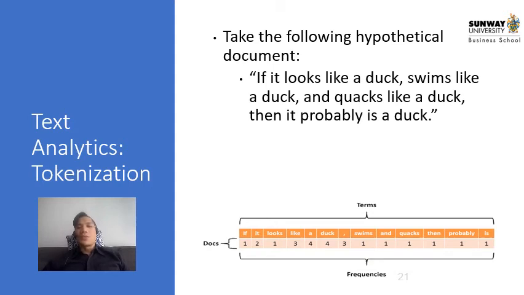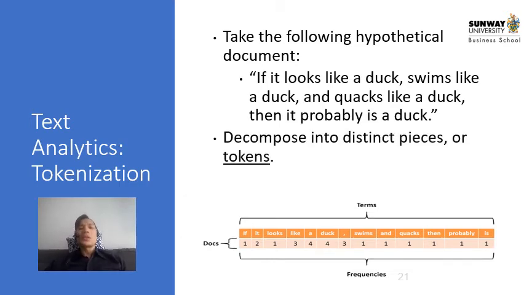So for example, if you have a hypothetical document or sentence that says, if it looks like a duck, swims like a duck, and quacks like a duck, then it probably is a duck. Tokenizing this, you see the frequency of the word duck happening 4 times, and the frequency of like also happening 4 times. This helps you decompose the sentence into distinct pieces, or tokens, as we call them, so that you can see which tokens or words appear the most.